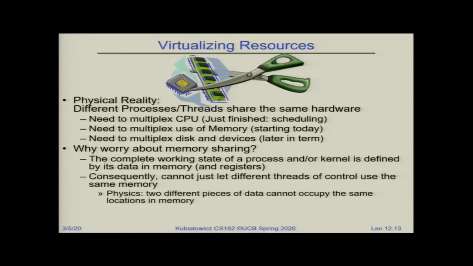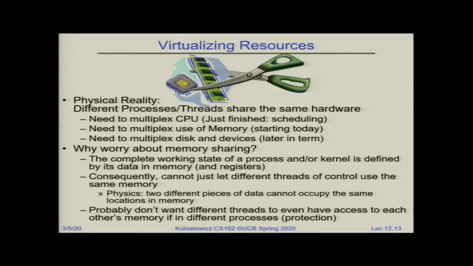And consequently, you can't just let different threads use the same memory. Okay, so if you've got some vital secrets or vital part of the process state in a part of physical memory and you let another process touch it, you're going to get bad results. So that's getting into this translation and protection. This is kind of like a physics thing back to philosophy, right? Two different pieces of data can't occupy the same bits in memory, okay?